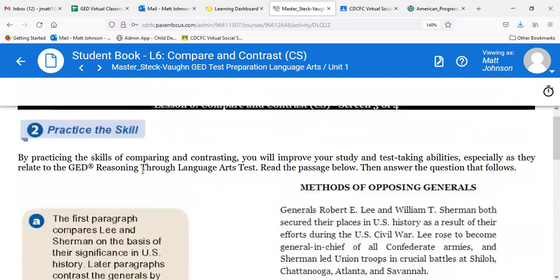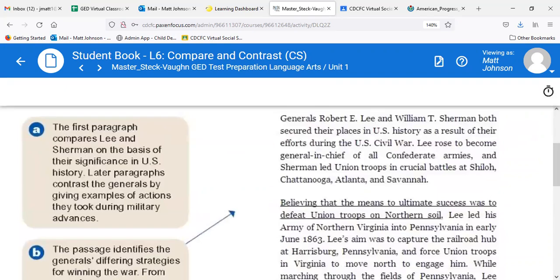So, always thinking about our titles. Here we have methods of opposing generals. Generals Robert E. Lee and William T. Sherman both secured their places in U.S. history as a result of their efforts during the U.S. Civil War. Lee rose to become general-in-chief of all Confederate armies, and Sherman led Union troops in crucial battles at Shiloh, Chattanooga, Atlanta, and Savannah.